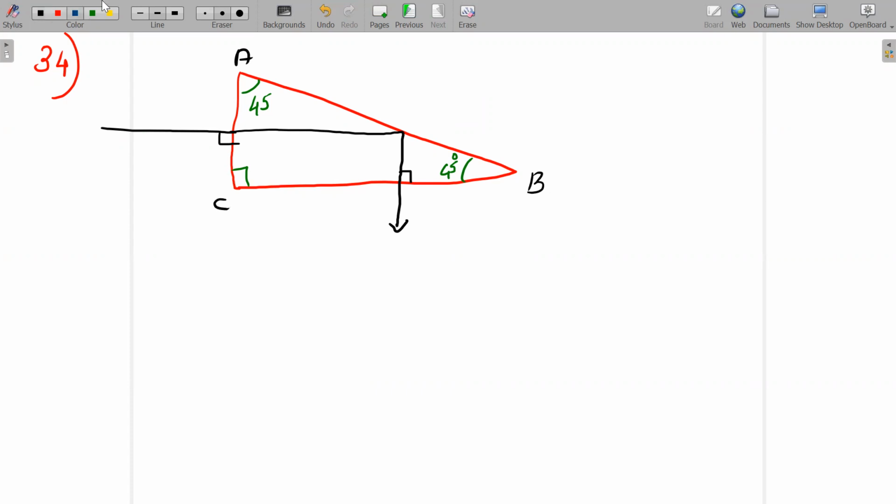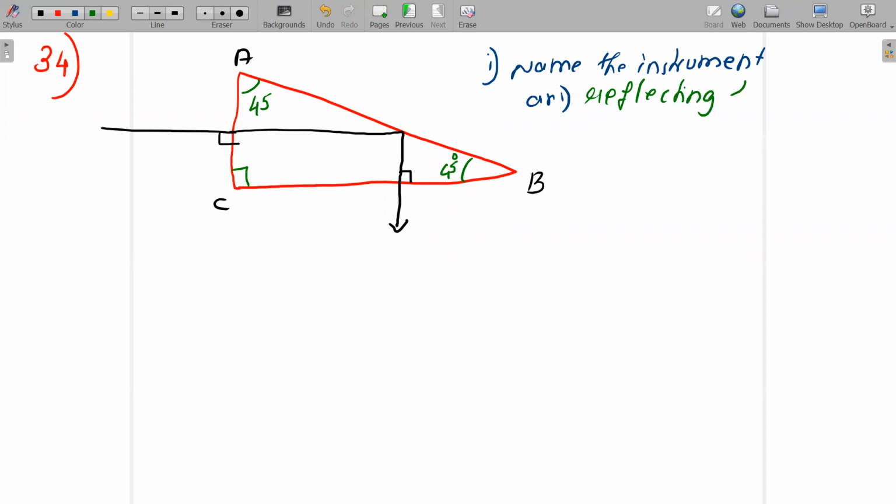Now first question in this, name the instrument where this action is used. Reflecting periscope. Remember, we use this: name the instrument used by this action. That instrument is nothing but reflecting periscope. In your childhood, you guys studied in 7th standard, right? What do you mean by periscope? Reflecting periscope.